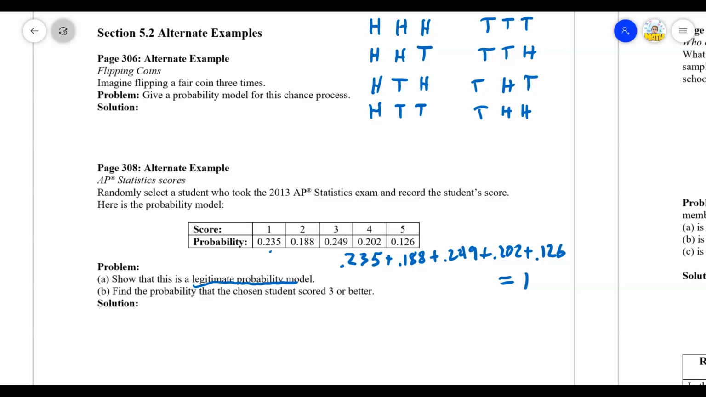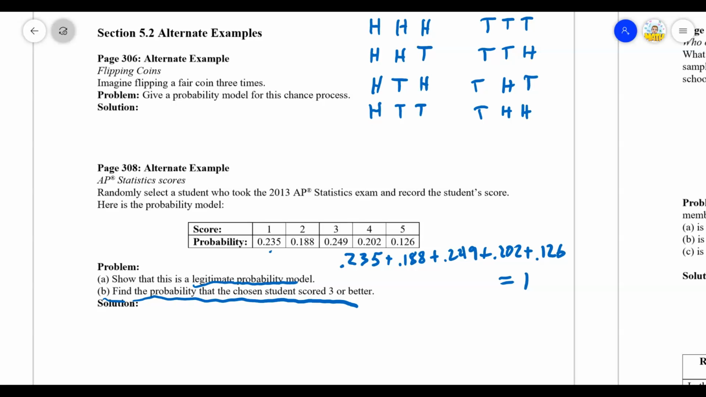Okay. Find the probability that a chosen student scored a 3 or better. So a lot of time, I enjoy probability a lot. It's probably my favorite thing to study and to teach. But oftentimes it becomes a reading comprehension issue. We have to be very careful about how something's worded to answer it correctly. So I want to make sure I get what they're asking for.